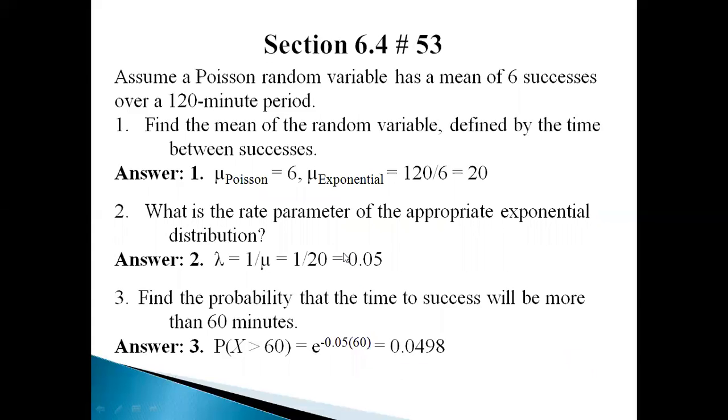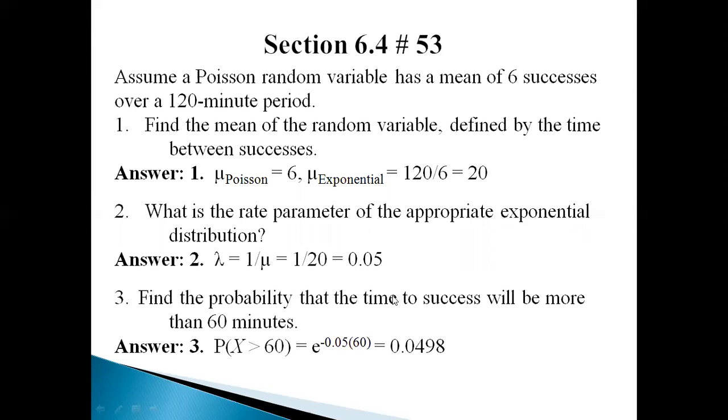So let's do an example here. Assume a Poisson random variable has a mean of 6 successes over a 120-minute period. We want to find the mean of the random variable defined by the time between successes. All right, so if we have 6 over 120 minutes, we have to divide the 120 minutes by 6 to figure out the time between 1. And if we do that, that's going to be our new exponential, and that's just 20. Basically, it's going to be 20 minutes between successes. Now, that's mu, so remember, our lambda is equal to 1 over mu, so what is the rate parameter of the appropriate exponential distribution? Well, lambda equals 1 over mu, or 1 over 20 in this case, and that's 0.05.